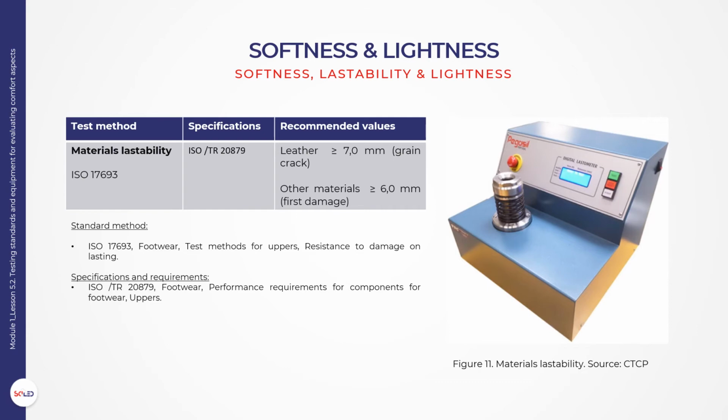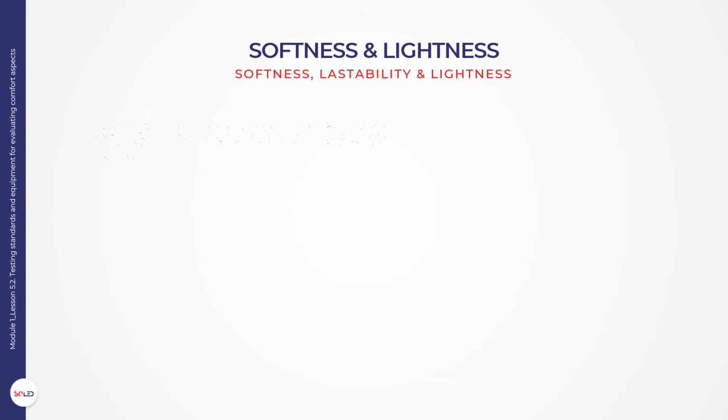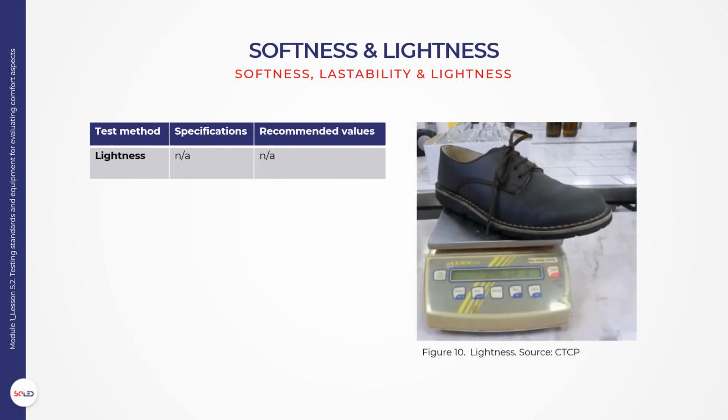Lightness. Balance and length measurement device as shown in Figure 10. There is no ISO/TR guidelines available for upper materials and footwear lightness. In general, a light shoe is associated with higher levels of comfort.